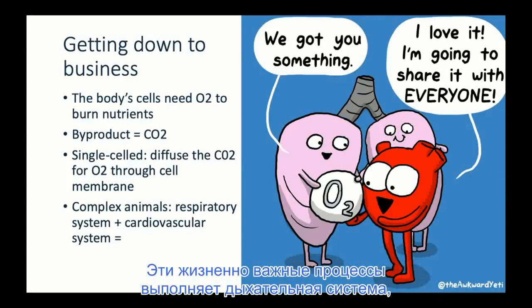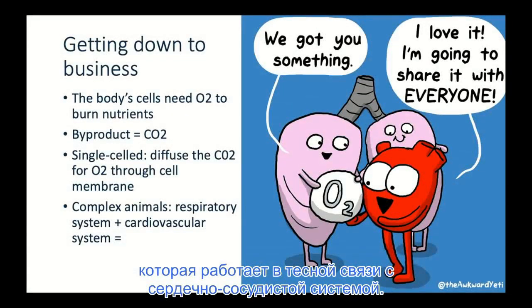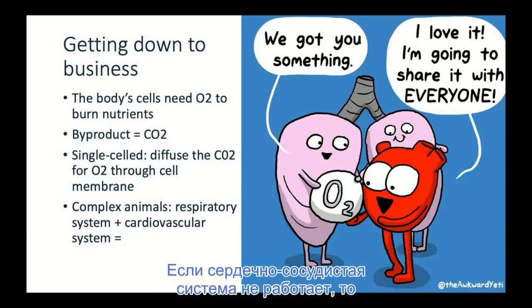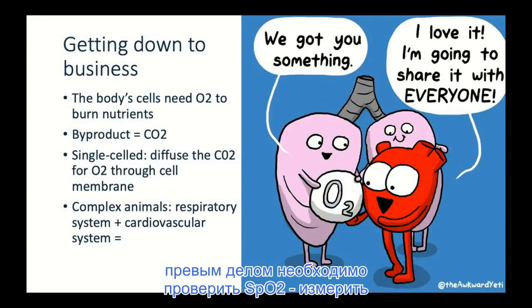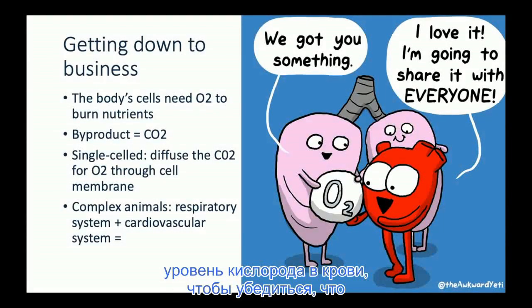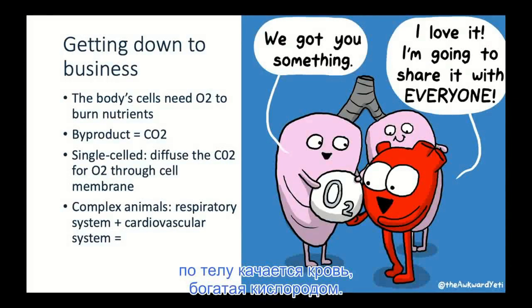These vital processes are carried out by the respiratory system working really closely with the cardiac system. So if the cardiovascular system is not working, one of the first things that we'll do is check their SpO2, which measures their blood oxygen levels to ensure that we are getting a good pump of oxygenated blood throughout the body tissues.